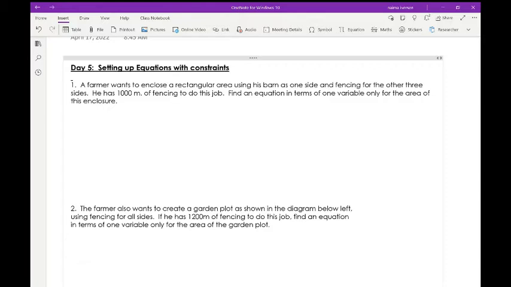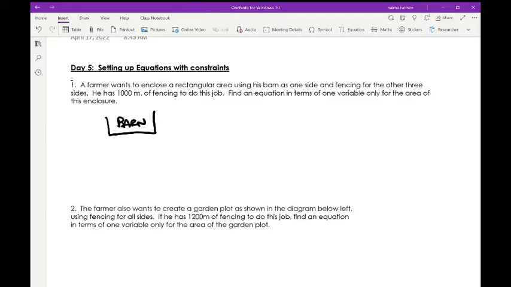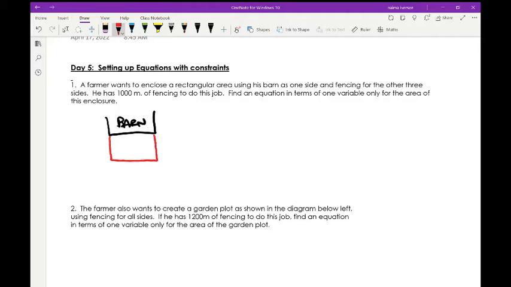So it says a farmer wants to enclose a rectangular area using his barn as one side. So here's the barn. We're not going to put a fence right against the barn, and fencing for the other three sides. So that means I'm going to be using fencing for here, a nice little rectangular pen. And this length right here, which I'm going to call y, and this length right here, which I'm going to call x, are possibly different. So he has 1,000 meters entirely to make this length, and this length.